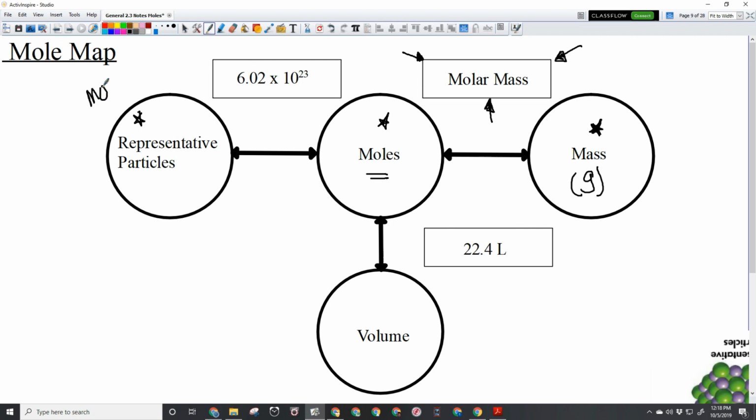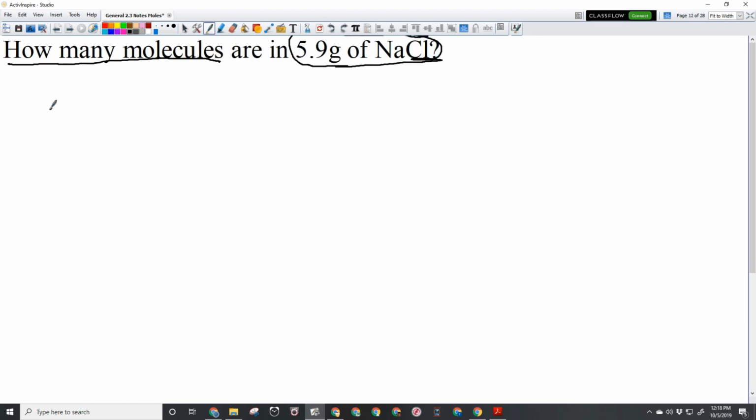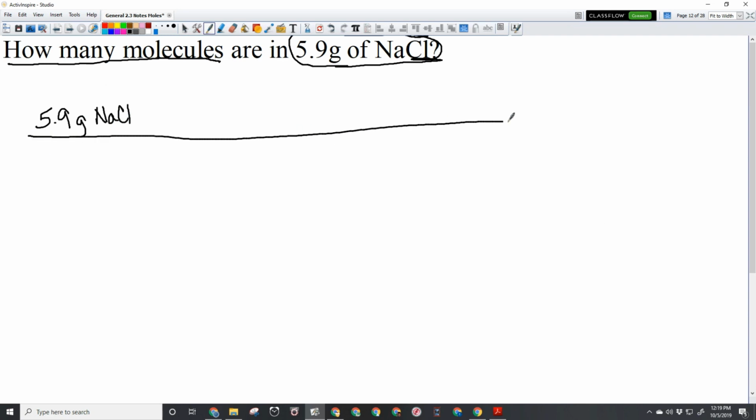Now remember, I said representative particles could mean molecules. That's vocabulary that it's using here. So we cannot get there in one step. This is going to go 2 steps. We have to start with mass and get to moles, then go from moles to representative particles. We're going to use the molar mass and Avogadro's number to get there. So start with our given, 5.9 grams of sodium chloride over 1.